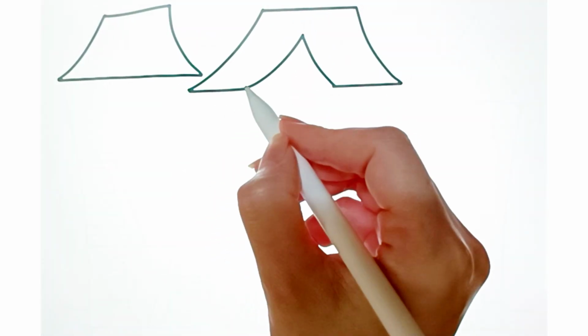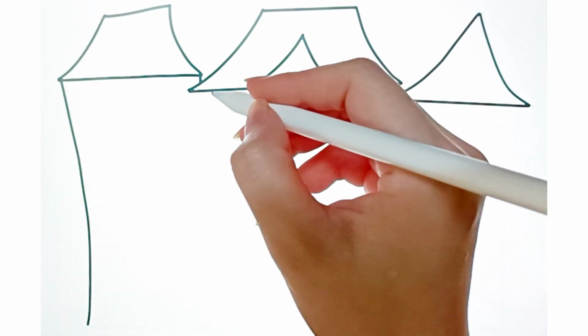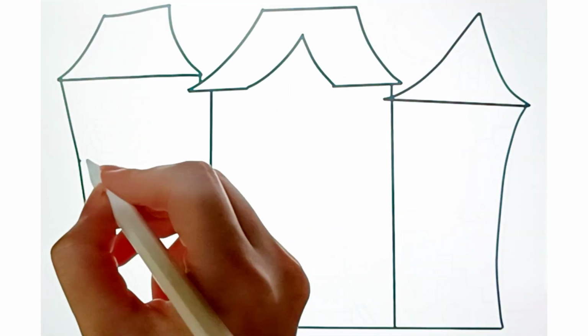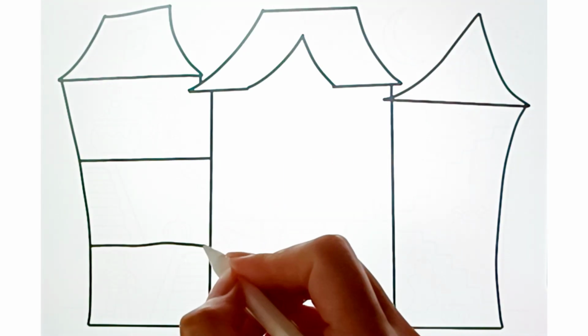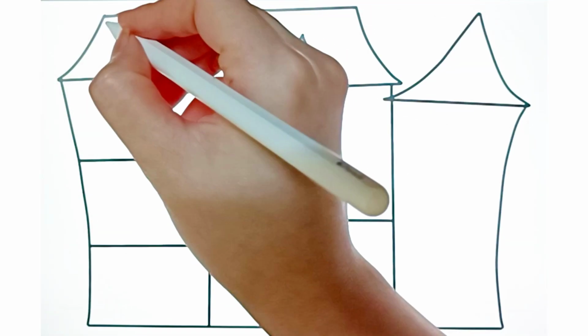First, let's draw the 3 rooftops from left to right. 1, 2, 3. Each roof looks a little bit crooked, just the way a haunted house should be. Now let's draw the outer walls. Big, tall, and mysterious. Perfect. Then divide the house into 6 rooms. 6 little secrets waiting to be filled with Halloween surprises.